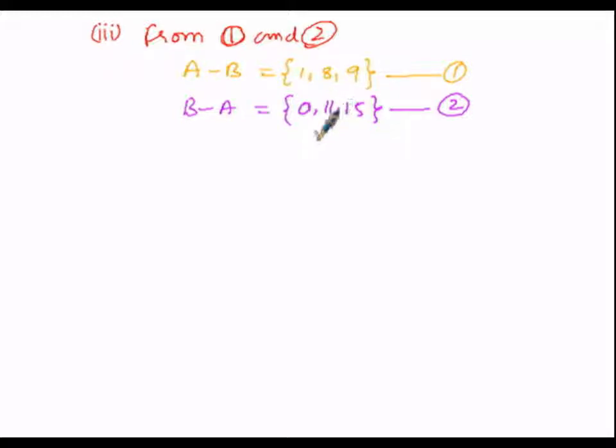Therefore, A minus B won't be equal to B minus A. Hence, we can write that since the sets on the right hand sides are not equal, therefore the left hand side sets will also not be equal. Hence, A minus B will not be equal to B minus A.